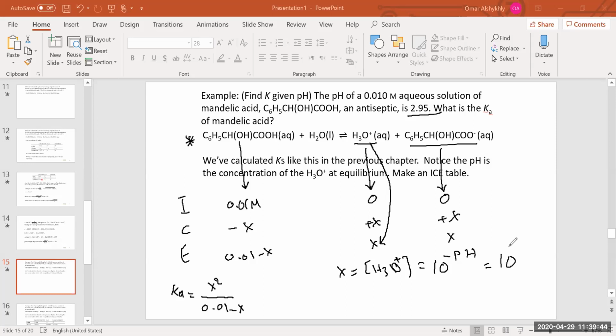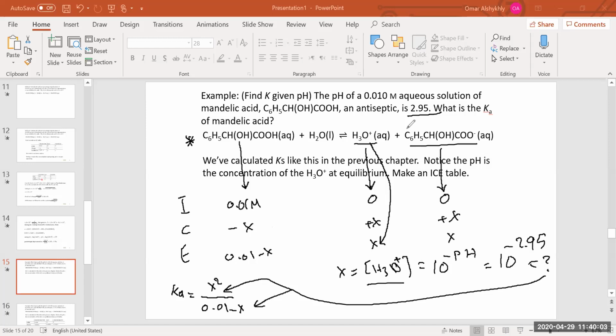So here it will be 10 to negative 2.95. Look at the concentration of H3O positive, which is the X. Whatever it is, we'll substitute it in this equation to find the Ka. Now let's look at the second slide. So they have a number.